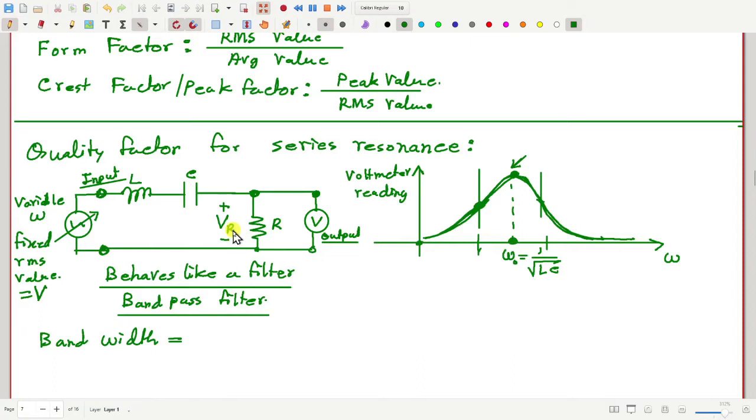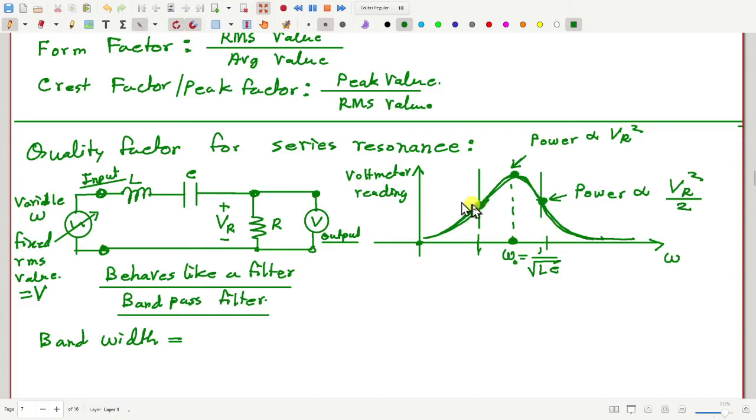VR will be equal to V. Okay, so here the power is therefore proportional to VR square by R, you can say. Then at this point the power is somewhat less. We will find out the point where the power is half of the maximum power. So that point is called the cutoff point.